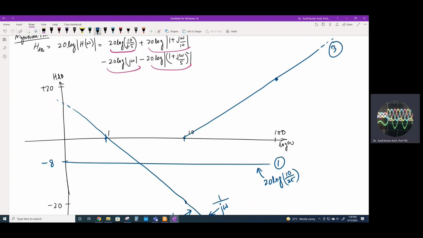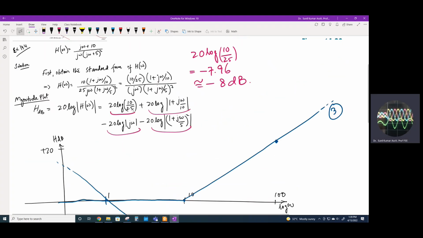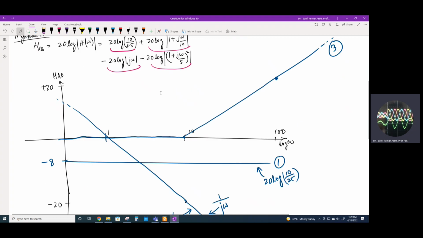And let's call this line number 3. And obviously for omega less than 10, its value is 0. Okay. Now I have a repeated pole at omega equals 5.